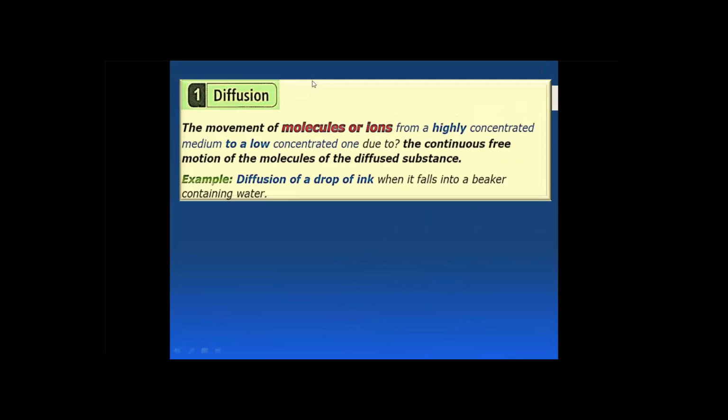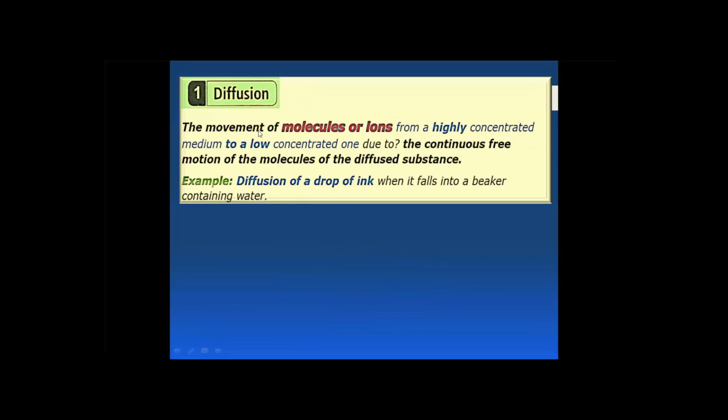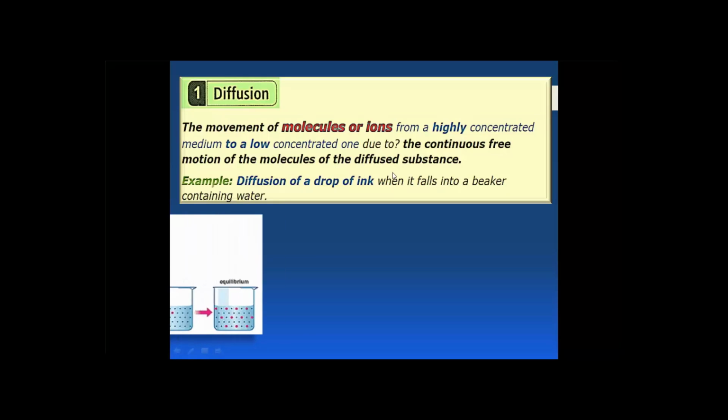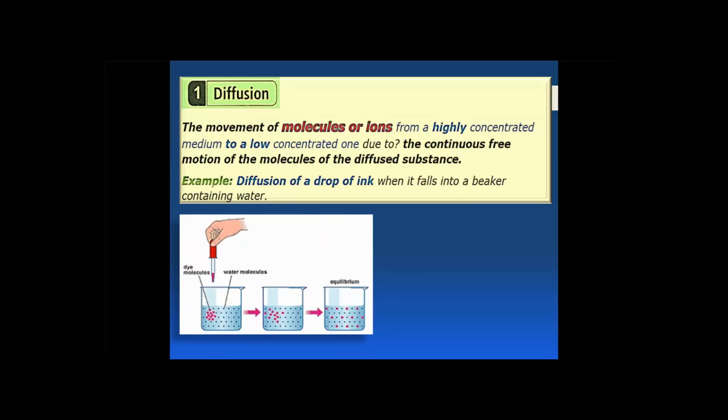Number 1, diffusion. The diffusion is the movement of molecules or ions, molecules such as water, and ions such as sodium ions, potassium ions, etc., from a highly concentrated medium to a low concentrated one, and that's due to the continuous free motion of the molecules of the diffused substance. Example: the diffusion of a drop of ink when it falls into a beaker containing water.